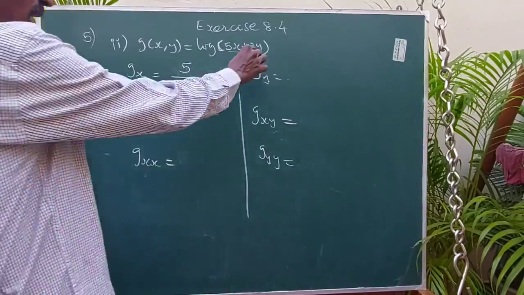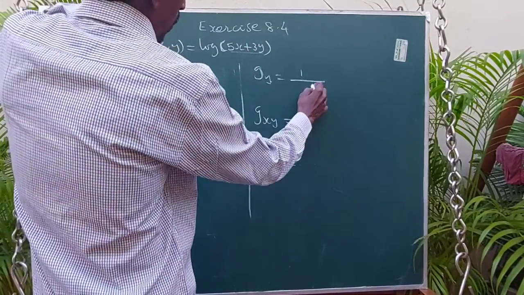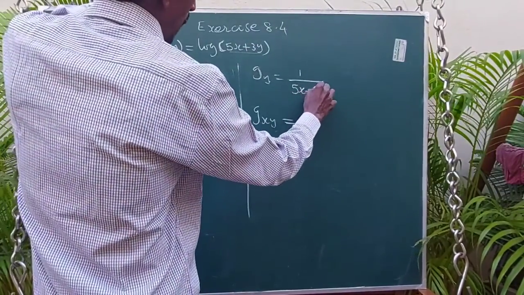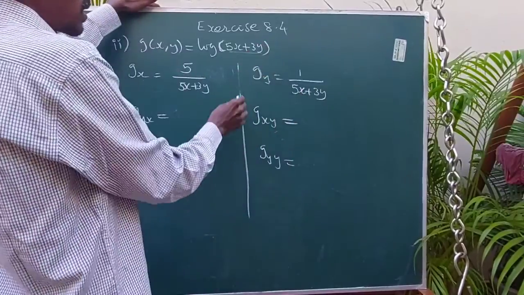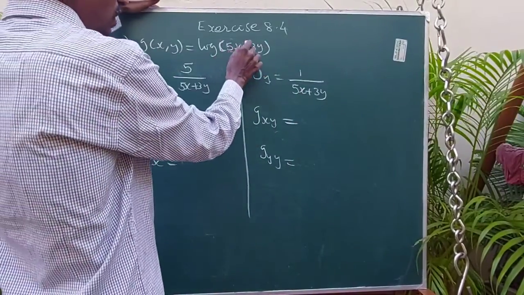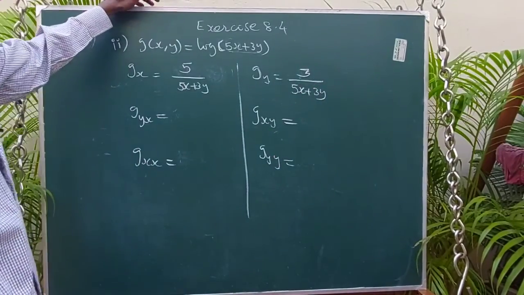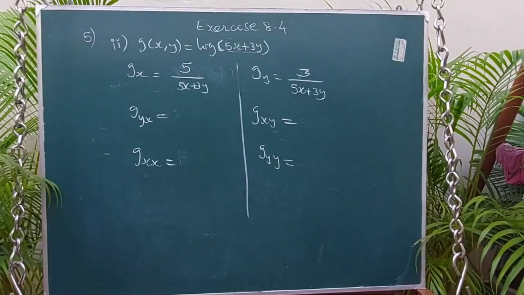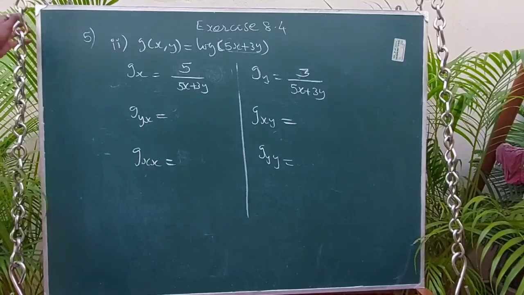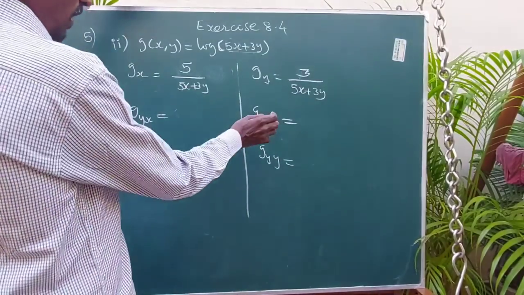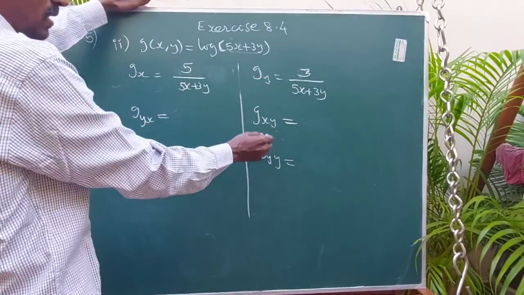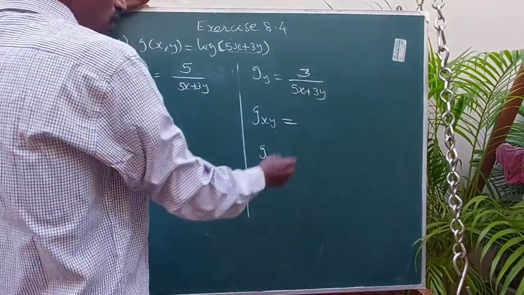Similarly here we are getting first 1 by 5x plus 3y. Again with respect to y means imagine x as constant, differentiation 0, and here we are getting 3. So g of y is 3 by 5x plus 3y. Again, g of xy means first y then x. So now differentiate this one with respect to x.